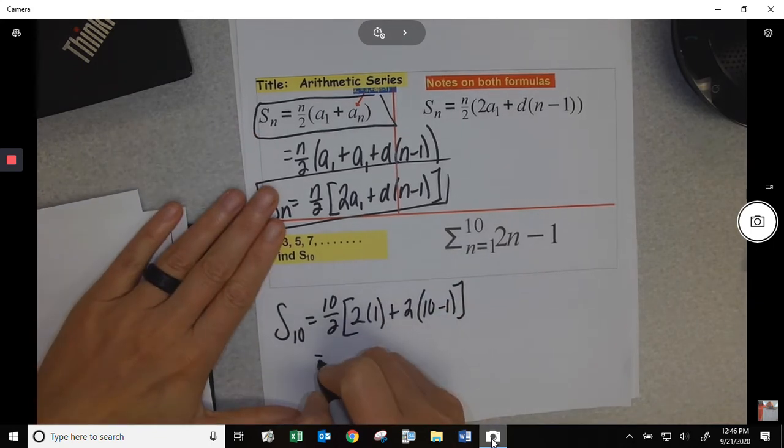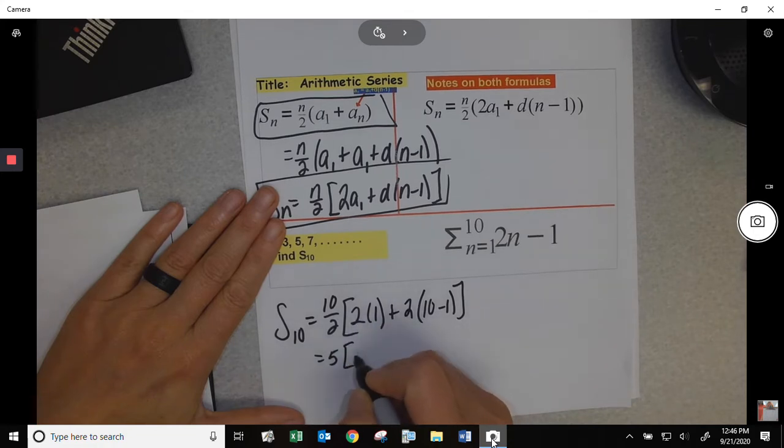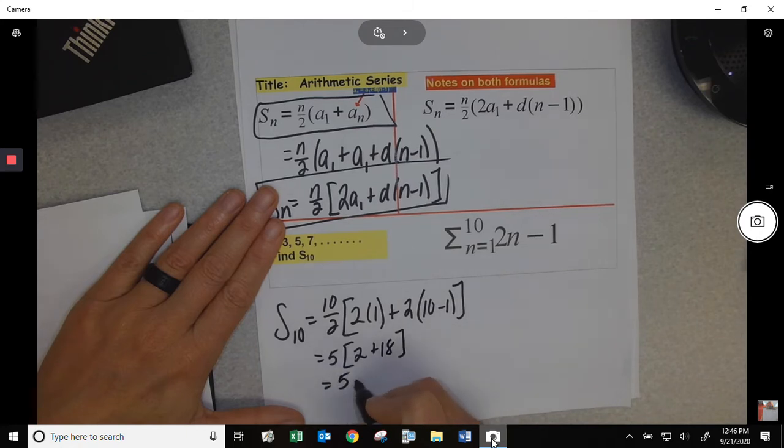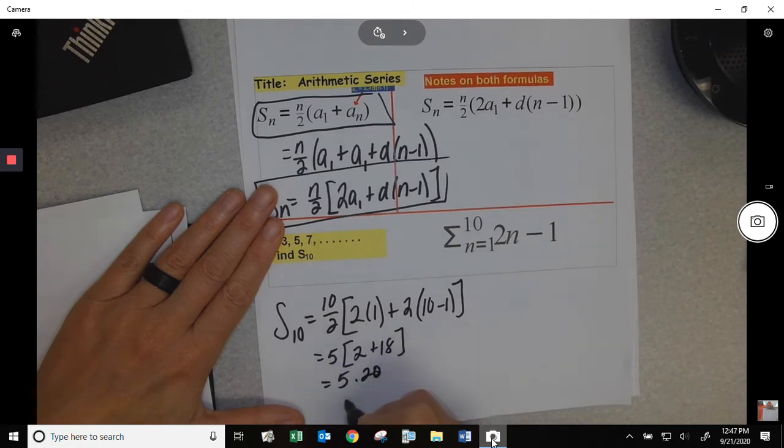10 divided by 2 is 5. 2 times 1 is 2. This is 2 times 9, which is 18. So you have 5 times 20, which is 100.